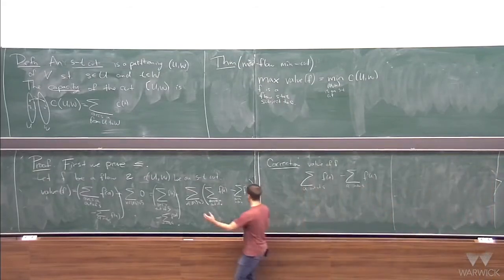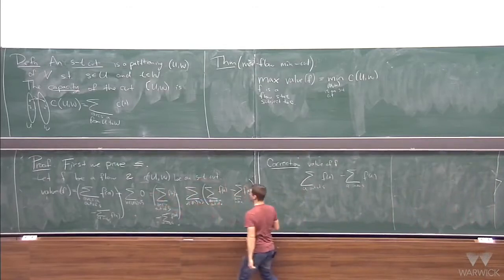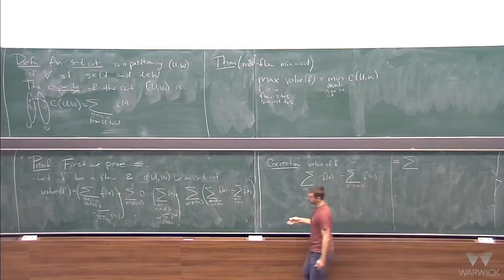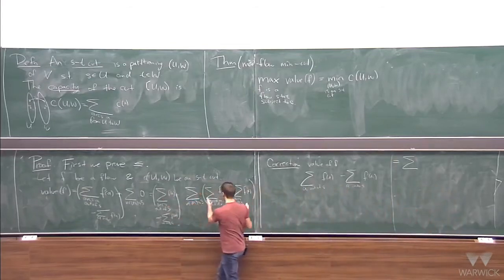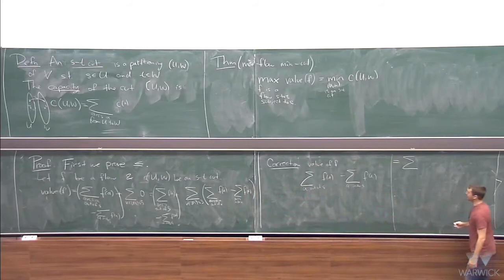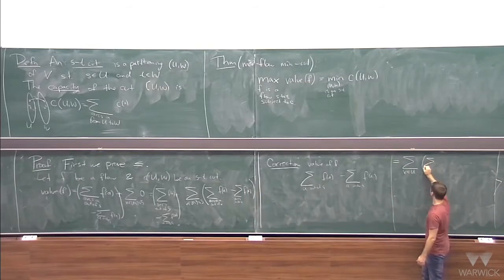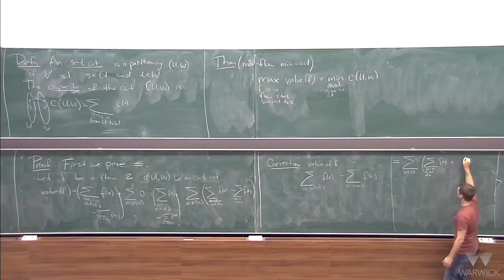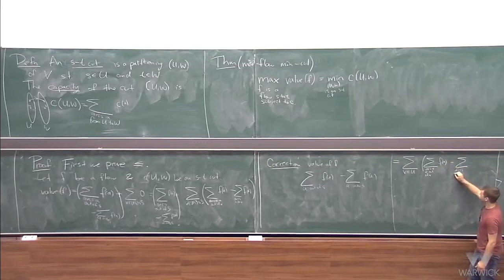We're starting from here. I can now rewrite this as, this is just the same as this, except it's for the vertex S, not for something not equal to S. So if I put these things together, this is the sum over all V in U, of the sum over all arcs A out of V, F of A, minus the sum over all arcs A into V, F of A.